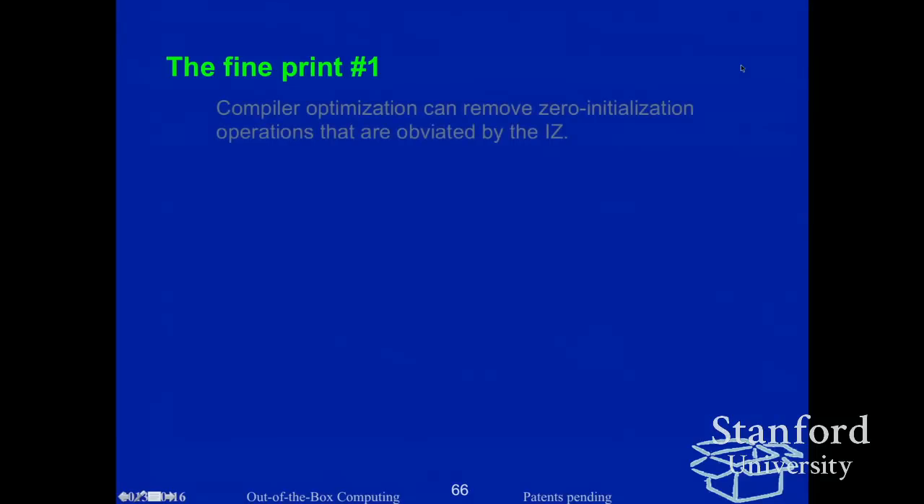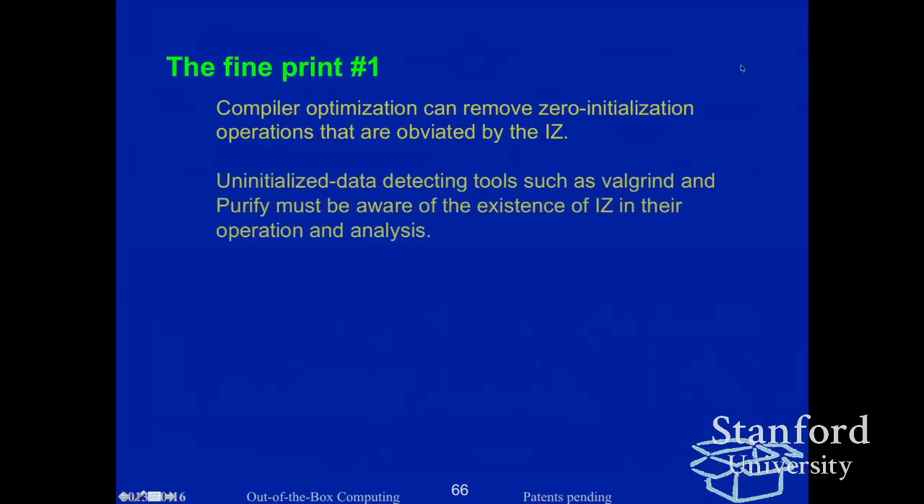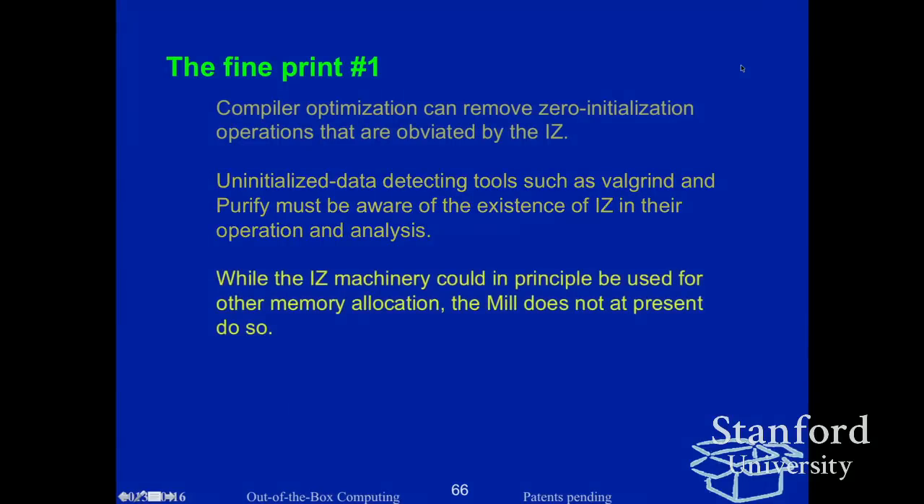You knew there was going to be fine print. Compiler optimization can recognize the fact that things are being initialized with 0 and simply skip that instruction. You don't have to. It's going to be 0. However, this greatly confuses initialization error detecting tools like Purify or Valgrind. So those have to be modified to run on a Mill so that they are aware of the existence of an implicit 0. Otherwise, they will give you errors all over everything.